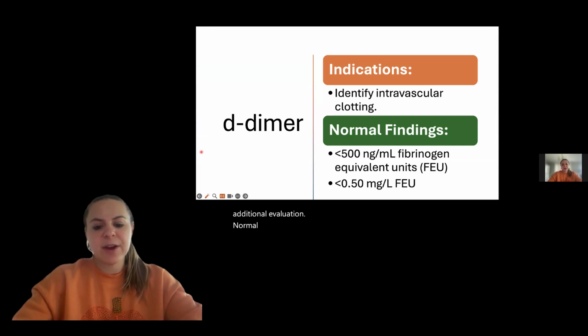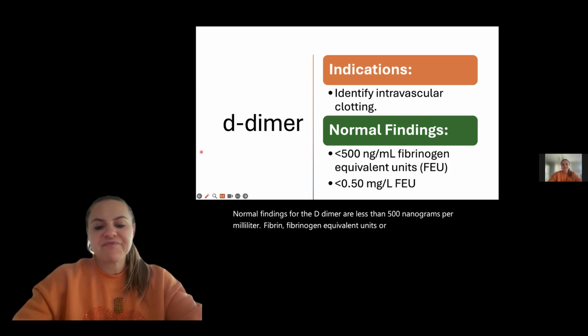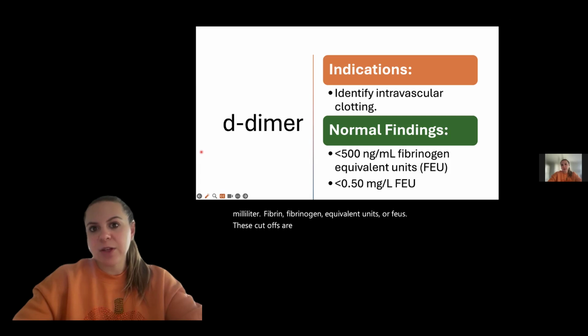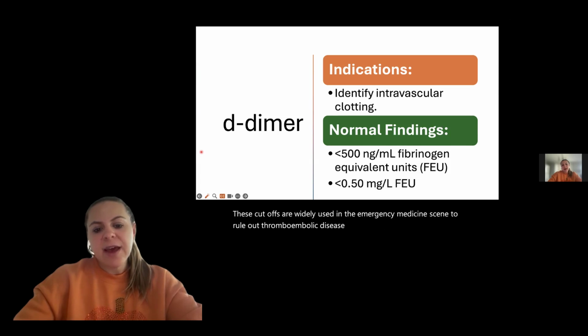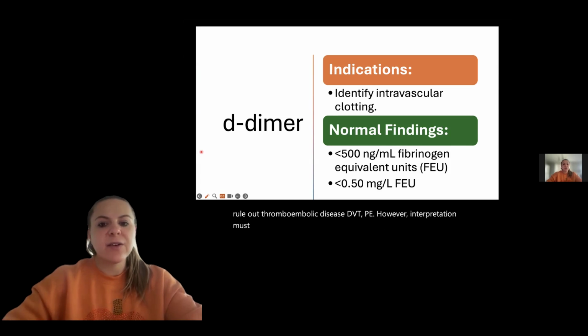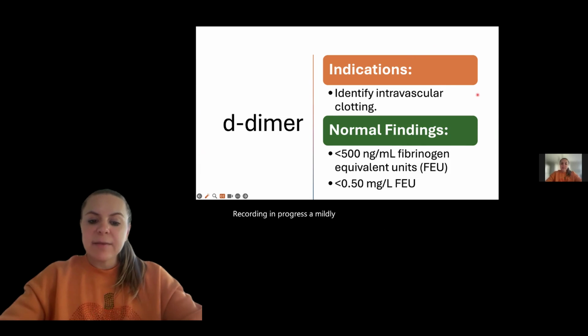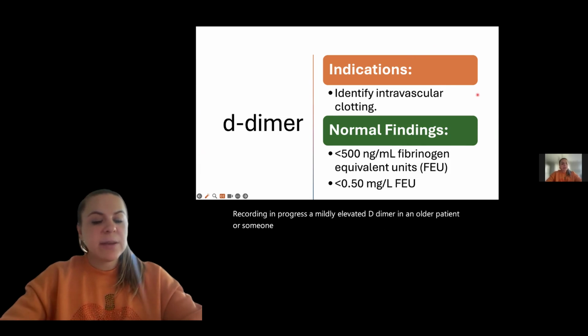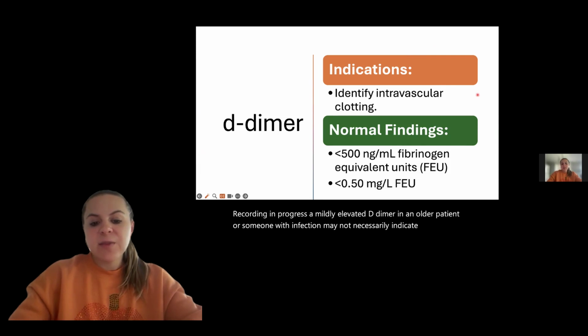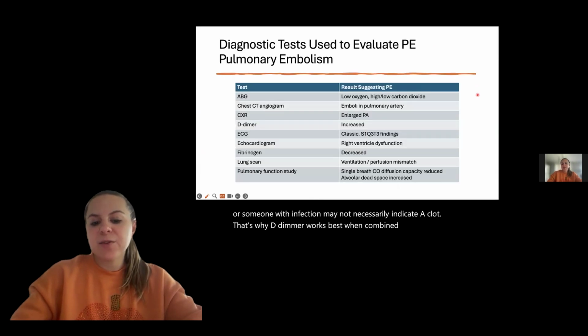Normal findings for the D-dimer are less than 500 nanograms per milliliter fibrinogen equivalent units, or FEUs. These cutoffs are widely used in the emergency medicine setting to rule out thromboembolic disease, DVT and PE. However, interpretation must always consider the clinical context. A mildly elevated D-dimer in an older patient or someone with infection may not necessarily indicate a clot. That's why D-dimer works best when combined with clinical scoring systems like Wells criteria for DVT or PE.